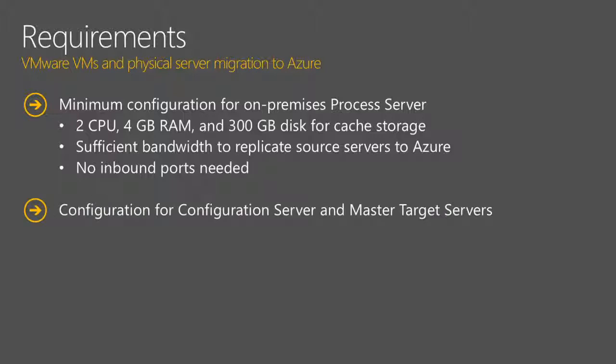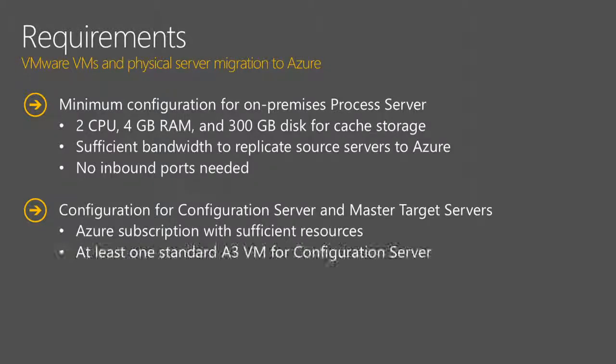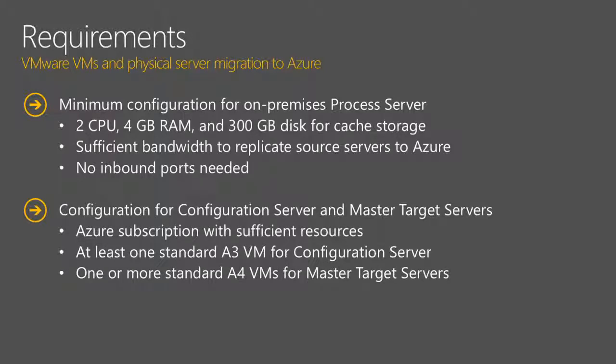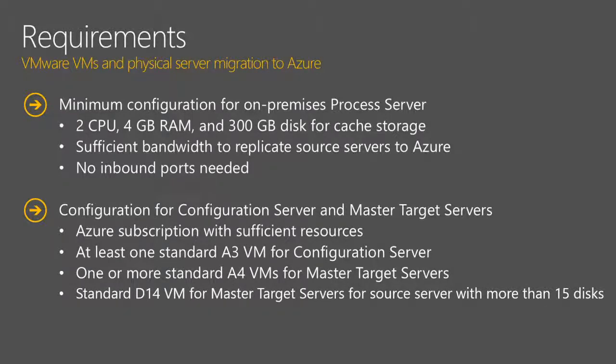And for the stuff that gets deployed in Azure as part of the process, the config server and the master target, you just need a subscription with sufficient resources, at least a standard A3 VM for the config server and an A4 for the master target. So as I said, there are some Azure charges for IaaS that you need to consider, but they're not drastic. And the migration itself would be free. The D14 is a little bit bigger if you're using a source with more than 15 disks. So that's something to consider as well. That needs to be a little bit more powerful, and that would be a little bit more expensive.